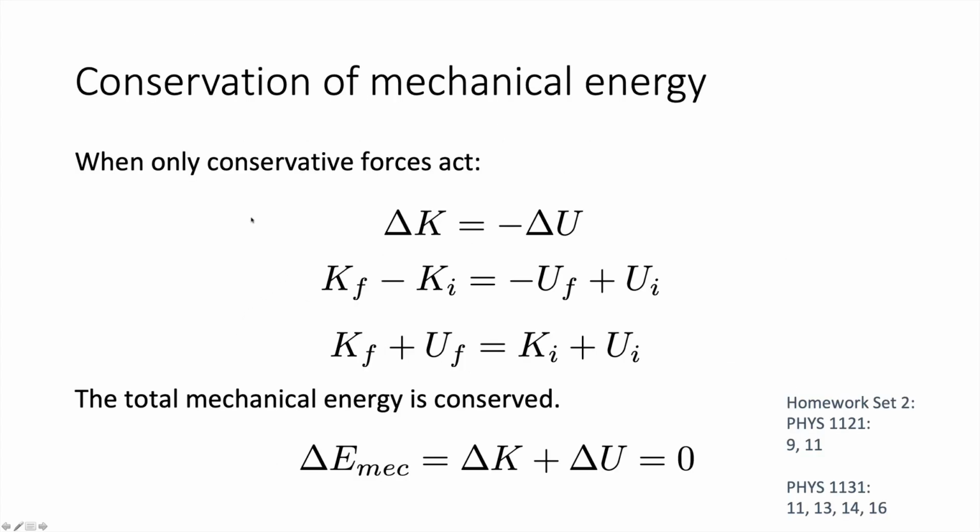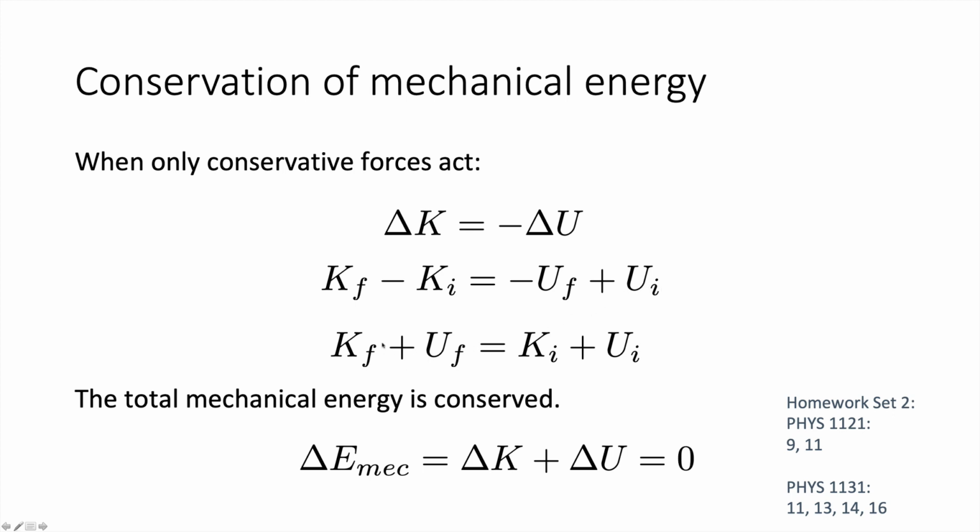So conservation of mechanical energy, this is really important. When only conservative forces act, we've got the change in kinetic energy is equal to negative the change in potential energy. We know that because the change in kinetic energy is equal to the work done, and the change in potential energy is equal to the negative of the work done. So this tells us that the final kinetic energy minus the initial kinetic energy is equal to negative the final potential energy plus the initial potential energy.